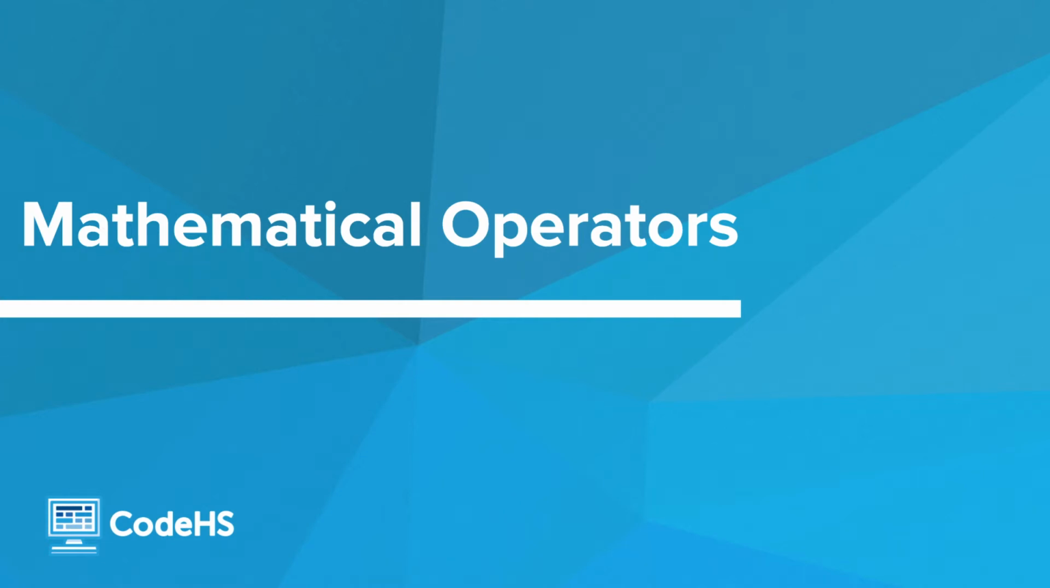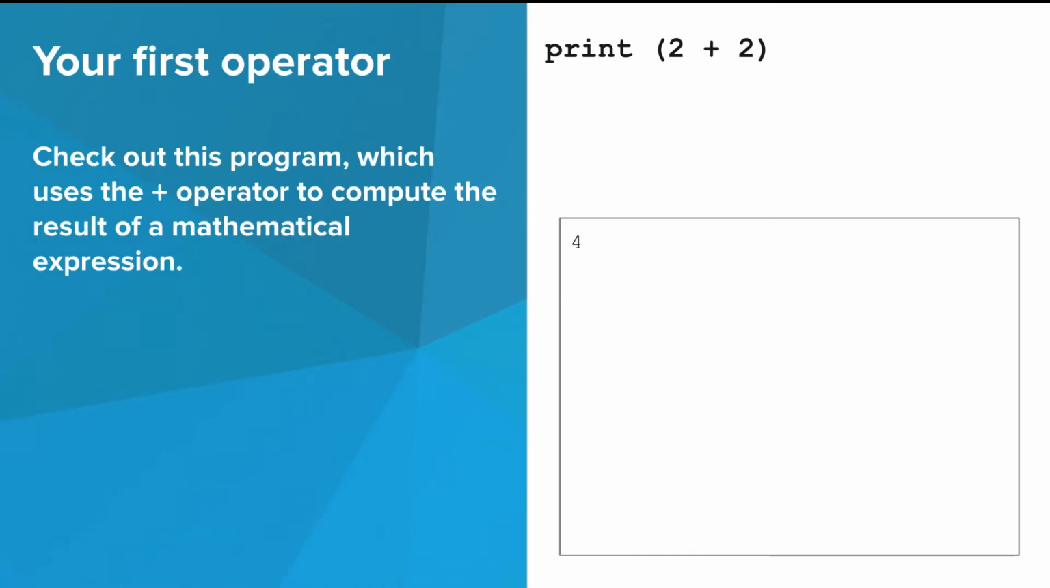Welcome back. In this video, we're going to make Python do some math. Okay, check out this program. It uses a mathematical operator, the plus operator to be exact. The program evaluates the result of 2 plus 2 and prints the result to the screen.